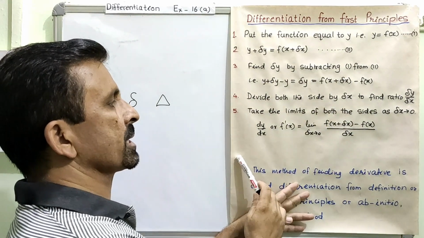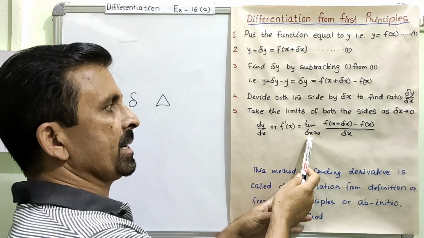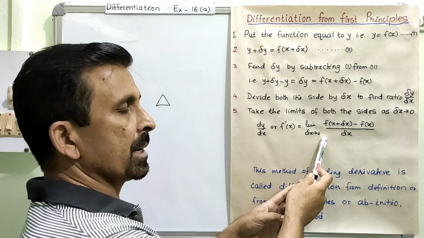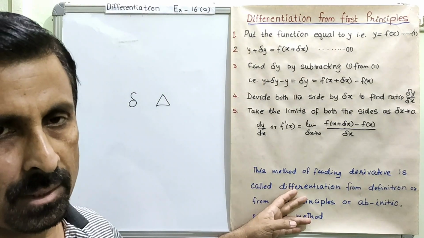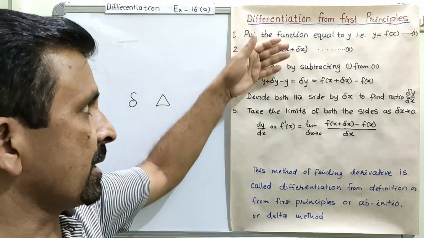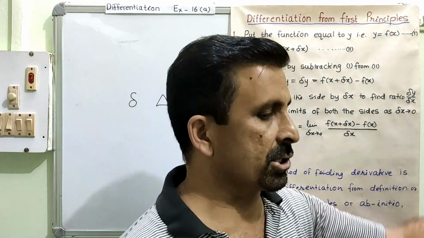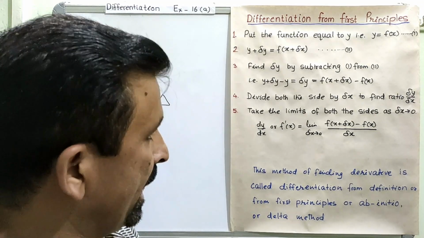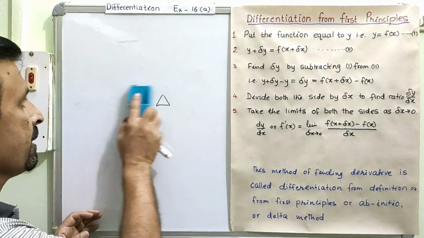When you take the limit on both the sides after dividing by delta x, your delta x will be tending to 0. Clear? Then this will give you the final result. So these are the 5 steps. Now I am going to show you a question where you will see exactly how we are applying the 5 steps. Is it all right?